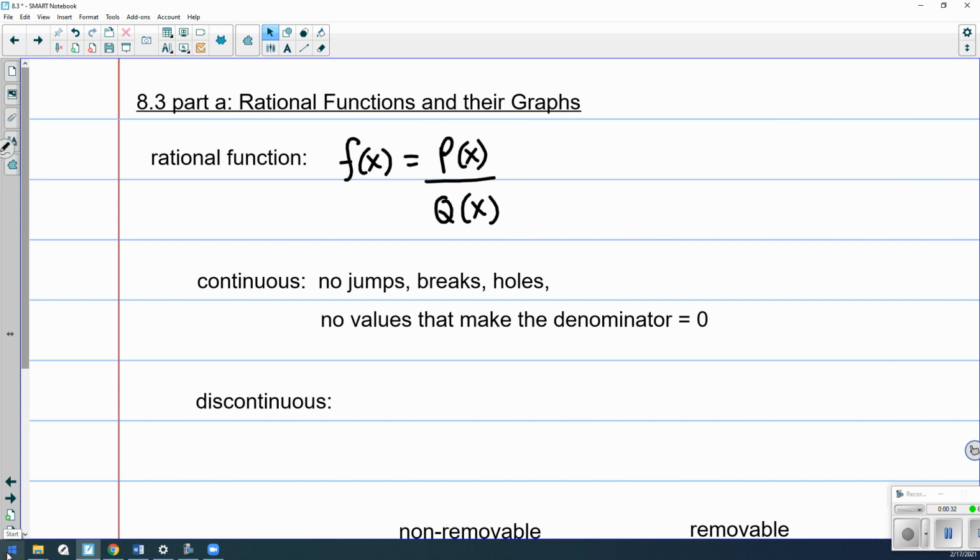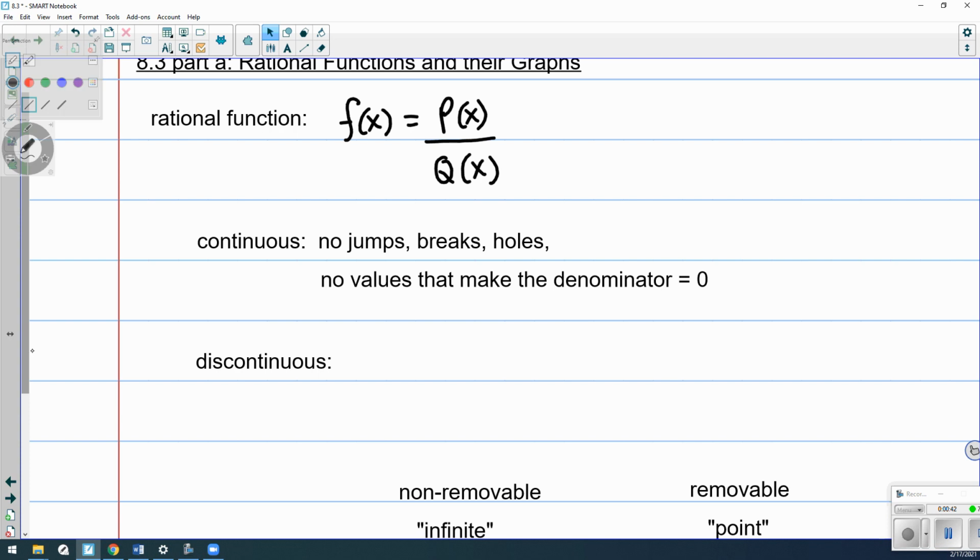All right, so our rational function might be continuous, which means there are no jumps, no breaks, no holes. Essentially, there are no values that make the denominator equal to 0. That's kind of the key right there. In fact, I'm going to highlight it. It's so important: no values that make the denominator equal to 0.